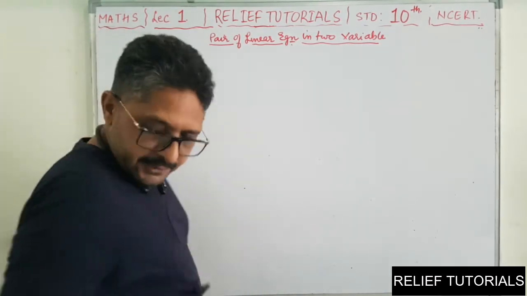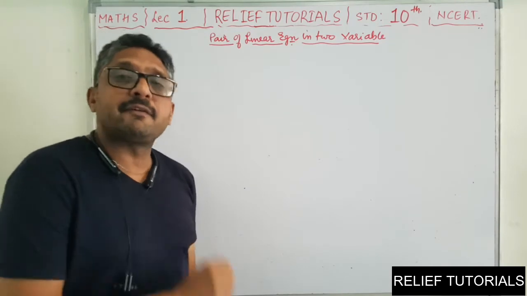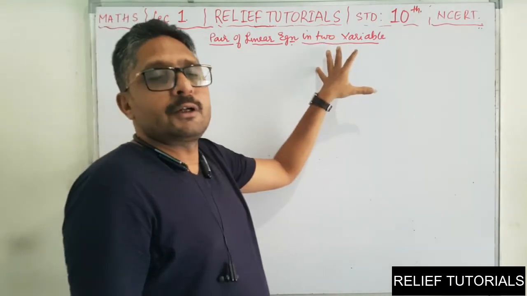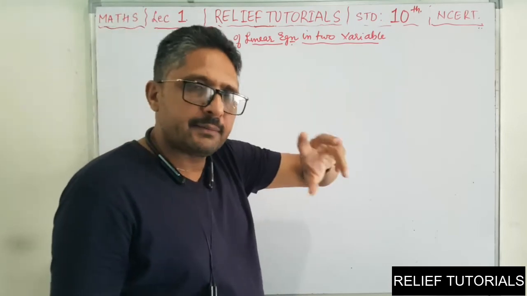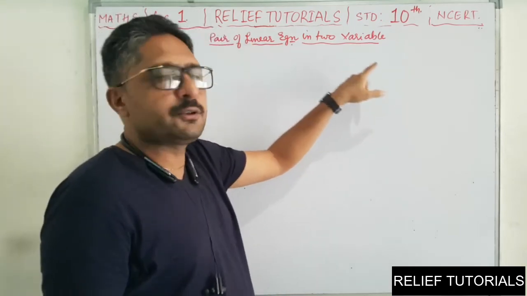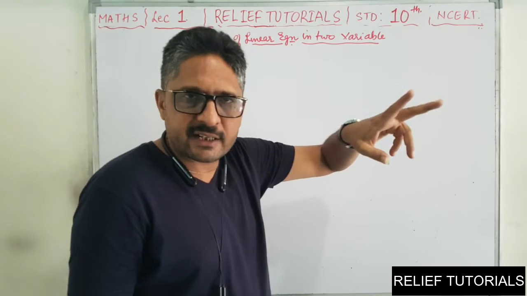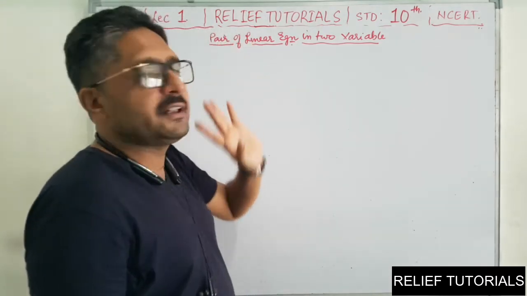Again, I want to explain the name of our chapter. You understood why it is called an equation in two variables? Because there are two variables. Why is it called a linear equation in two variables? Because it represents a straight line. Why does it say pair of linear equations?